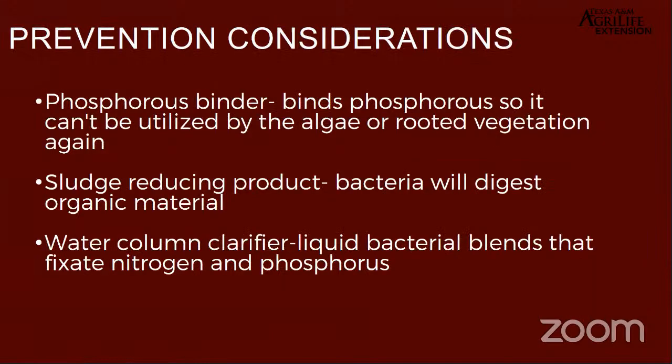Just going over the prevention considerations when we're talking about algae. So the number one reason for algae problems to develop in ponds is too much phosphorus in the water. So when the algae is treated and it dies, it releases all of the nutrients contained in it, including the phosphorus, back into the water. And so in order to prevent algae from coming back as quickly and requiring multiple applications, there's a few options that you see here on the screen.